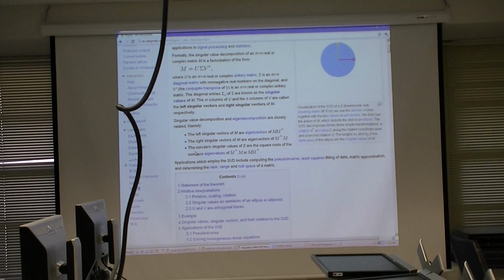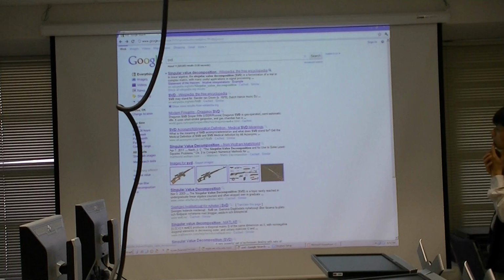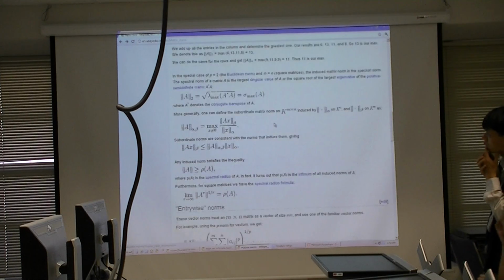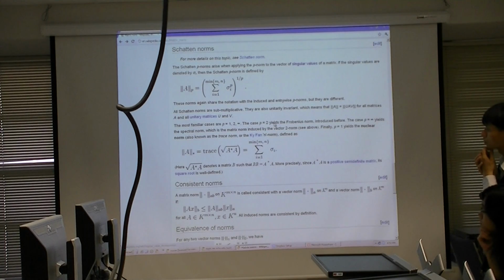So you have the Lipschitz in the previous page. Oh, I need the, okay, the second one. Yes.